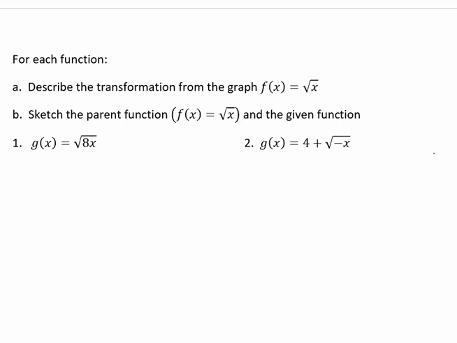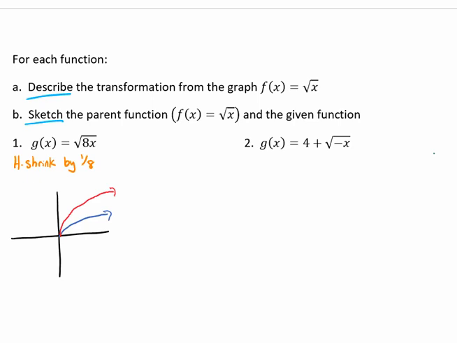So for example, in number 1, it says g of x equals the square root of 8x. So the 8 is on the inside, so that tells me that I'm going to have a horizontal shrink by 1/8. So what does that look like? Well, if I sketch my parent function, that doesn't change. So I'm going to move towards the y-axis. Notice how it got taller. And it's just a sketch.